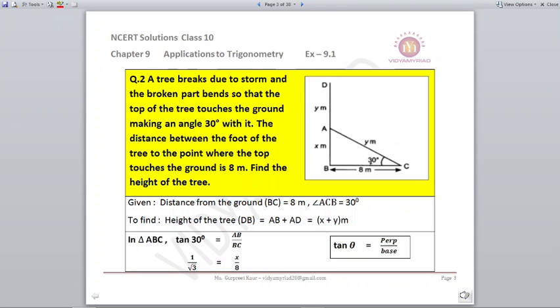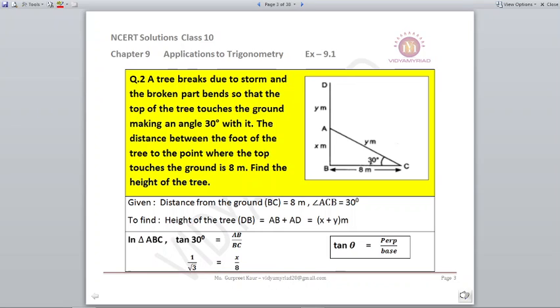Don't just think that this is the only method which I am telling. This is a little easier or simpler, so that's why we are doing this. Now if we look at the triangle ABC, I am taking tan theta. What is tan theta? Perpendicular upon base, that is AB upon BC. With this I am able to find out my AB, that is x.